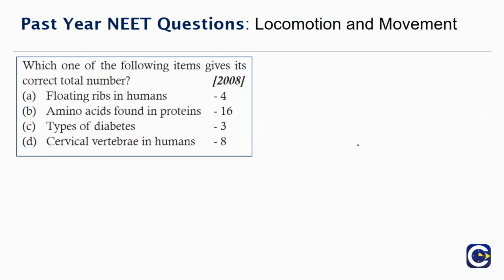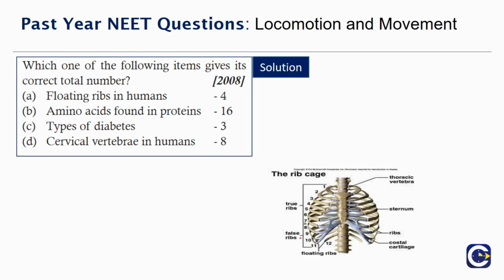So which one of the following items gives rise to the correct total number? Floating ribs in humans is 4. Amino acids found in proteins is 16. Types of diabetes is 3. Cervical vertebrae in humans is 8. So let's look at the solution. We have the ribs here. There are actually 2 pairs of floating ribs, so there are 4. Amino acids are 20 in number. Types of diabetes is 2, insipidus and mellitus. Cervical vertebrae are 7 in number. So the answer is floating ribs are 4 in number.